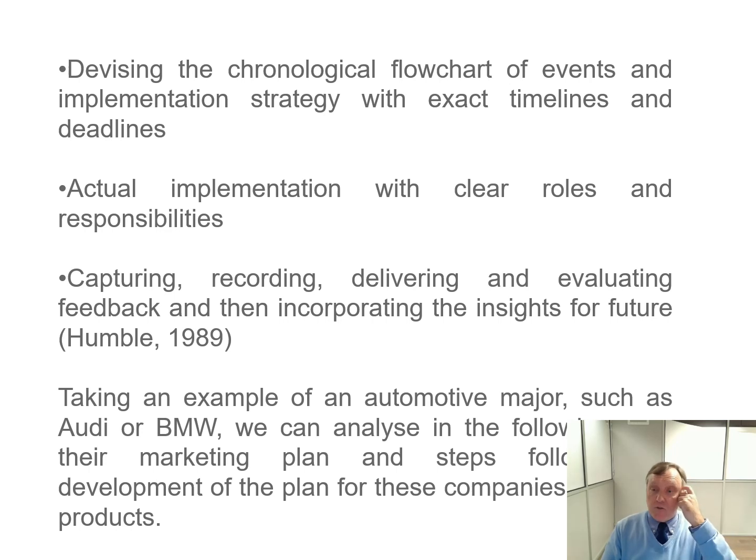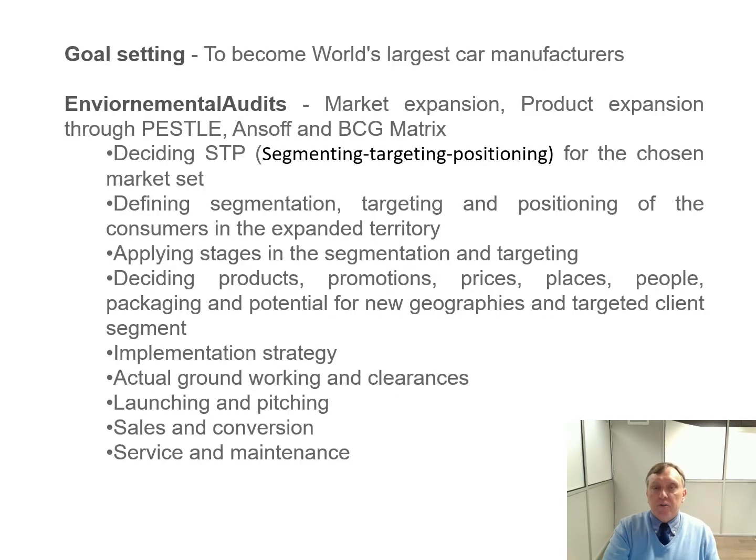Taking an example of an automotive major such as Audi or BMW, we can analyze the following of their marketing plan and steps that they followed to develop the plan for those company products. So goal setting to become the world's largest car manufacturer, as an example. Environmental audits, market expansion, product expansion through the ones we mentioned, PESTLE and SOFT in the BCG matrix. So deciding the segmentation, target position for the chosen market set. Then define the segmentation, targeting, positioning of the consumer in the expanded territory. Then applying stages in the segmentation of targeting.